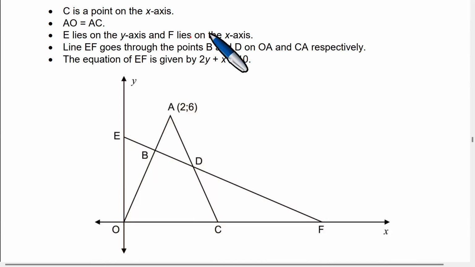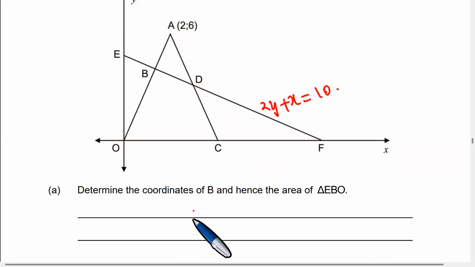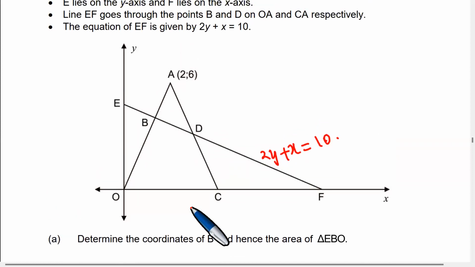E lies on the y-axis, and F lies on the x-axis. Line EF goes through the points B and D on OA and CA. The equation of EF is given by 2y plus x is equal to 10. Determine the coordinates of B, and hence the area of triangle EBO. So now we want to find the coordinates of B.